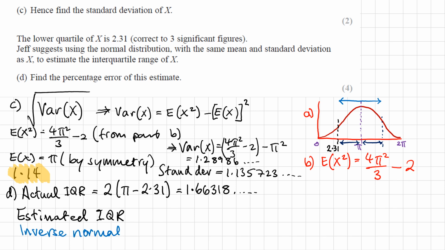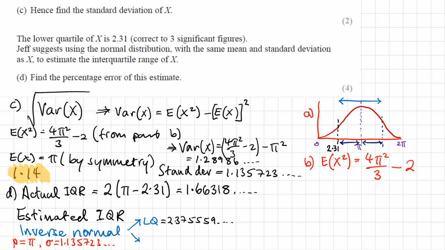So we're going to use inverse normal on our calculator. So first of all, I'll put in an area of 25%. So this is to find the lower quartile. And we're using a mean of pi, and we're using the standard deviation that we worked out before, 1.135723. And that gives me a value of 2.3755559 and some more digits.